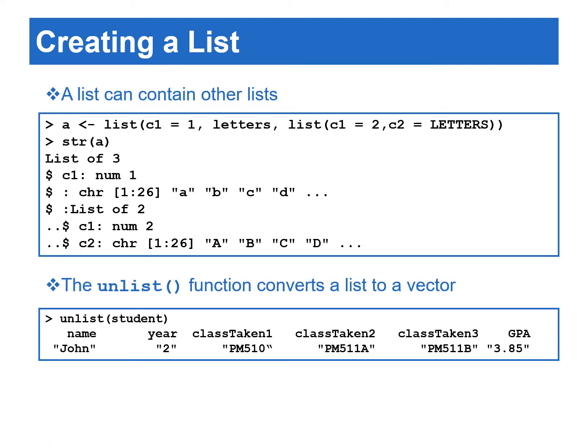We can even store a list within a list. For example, the first component of this list is a numeric vector of length 1, the second one is a character vector of length 26, and the last component is a list that has two components.